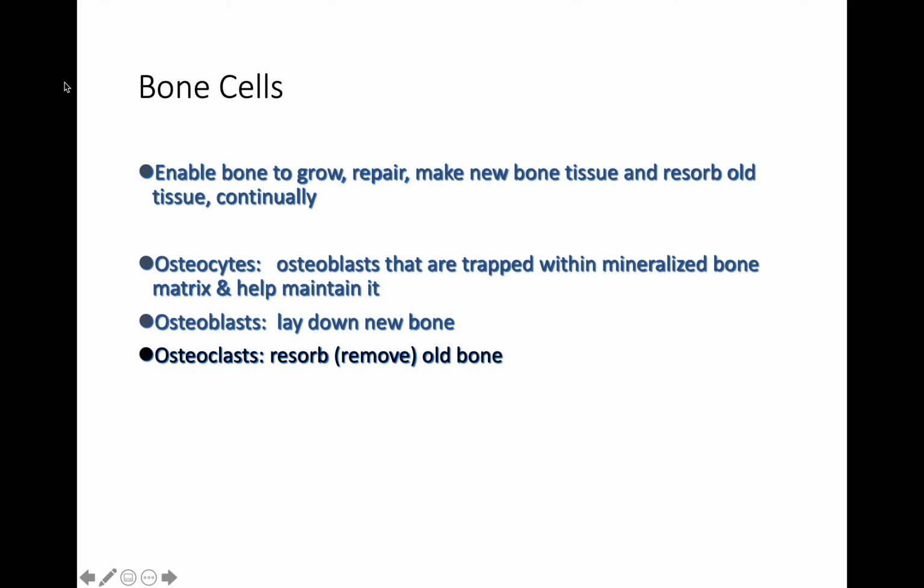And then let's move on to bone cells, which are basically osteocytes. And we have two components of those osteocytes called osteoblasts and osteoclasts. Osteoblasts are like the baby cells that are trapped within the mineralized bone matrix and help maintain it. They actually build the bone. And the osteoclasts resorb or remove old bone so that the new bone is present.